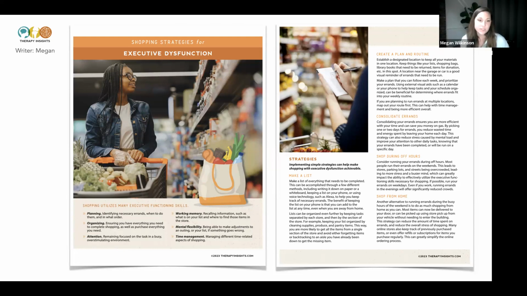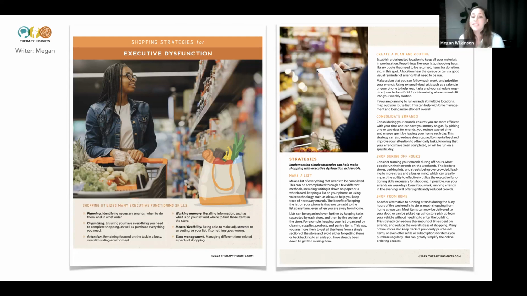So some examples would just be with planning. You need to identify necessary errands and when to do them and in what order. There's so many time management aspects of shopping. I feel like mental flexibility is a huge one. If you make it to the store and you're looking for a very specific ingredient or condiment for a recipe and it's not there, what are you going to do? How do you react in that type of situation? And then organizing is a huge part of shopping. If you're a list maker and making sure you get everything for your recipes or whatever you're missing at home, there's a lot that goes into shopping that I think we don't always think about.